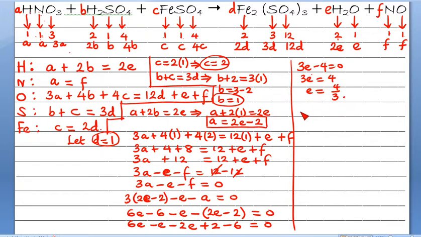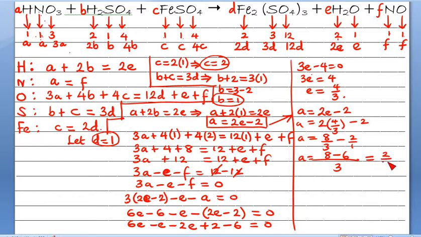Let's quickly get A. You know we said A is what? Look at it here. A is 2E minus 2. So A is going to be 2 into 4 over 3 minus 2. So that is 8 over 3 minus 2 over 1. LCM is 3. This one goes times 8. That's 8 minus 6. That's A. So our A is going to be 2 over 3.